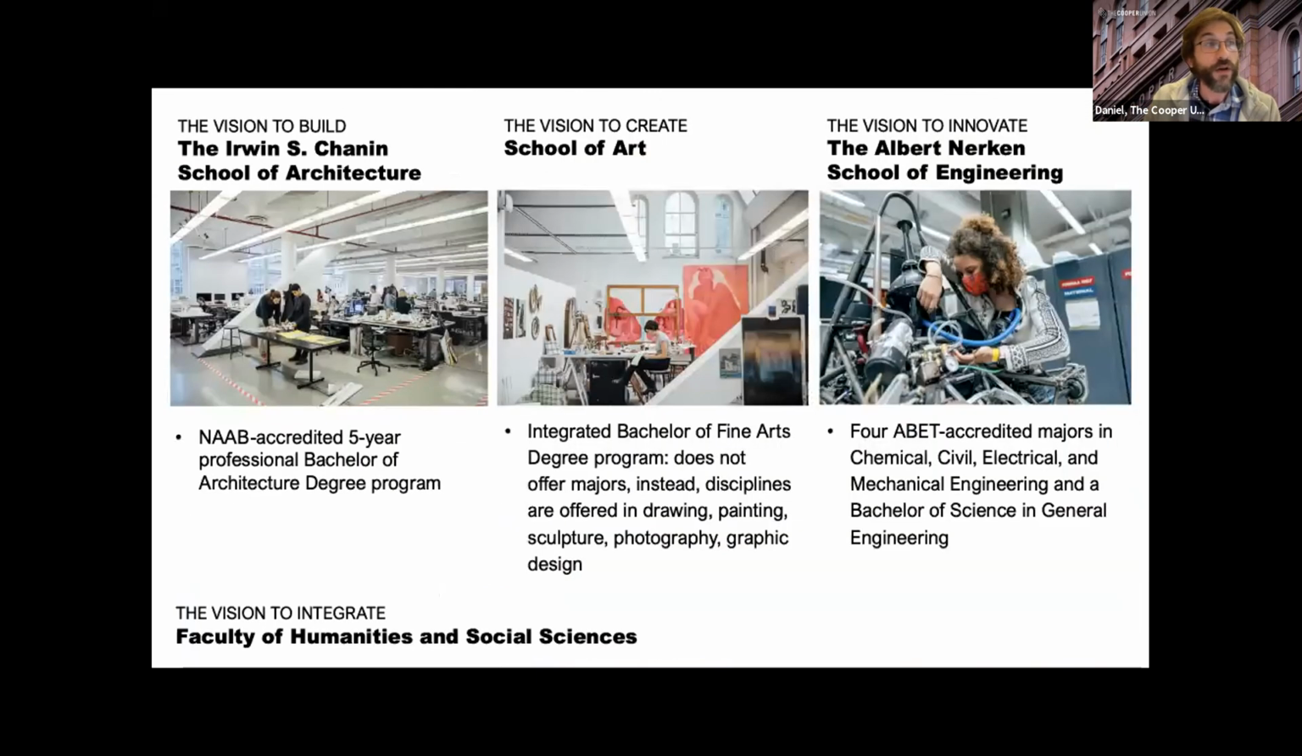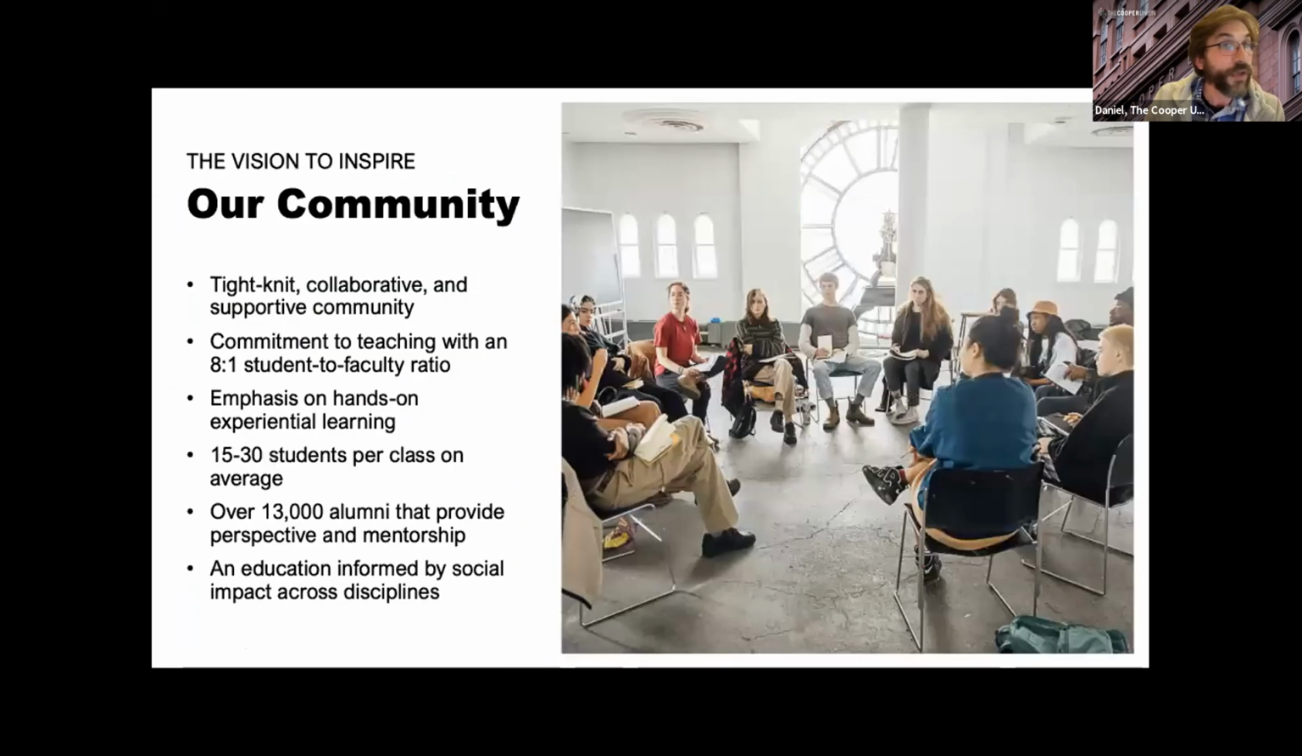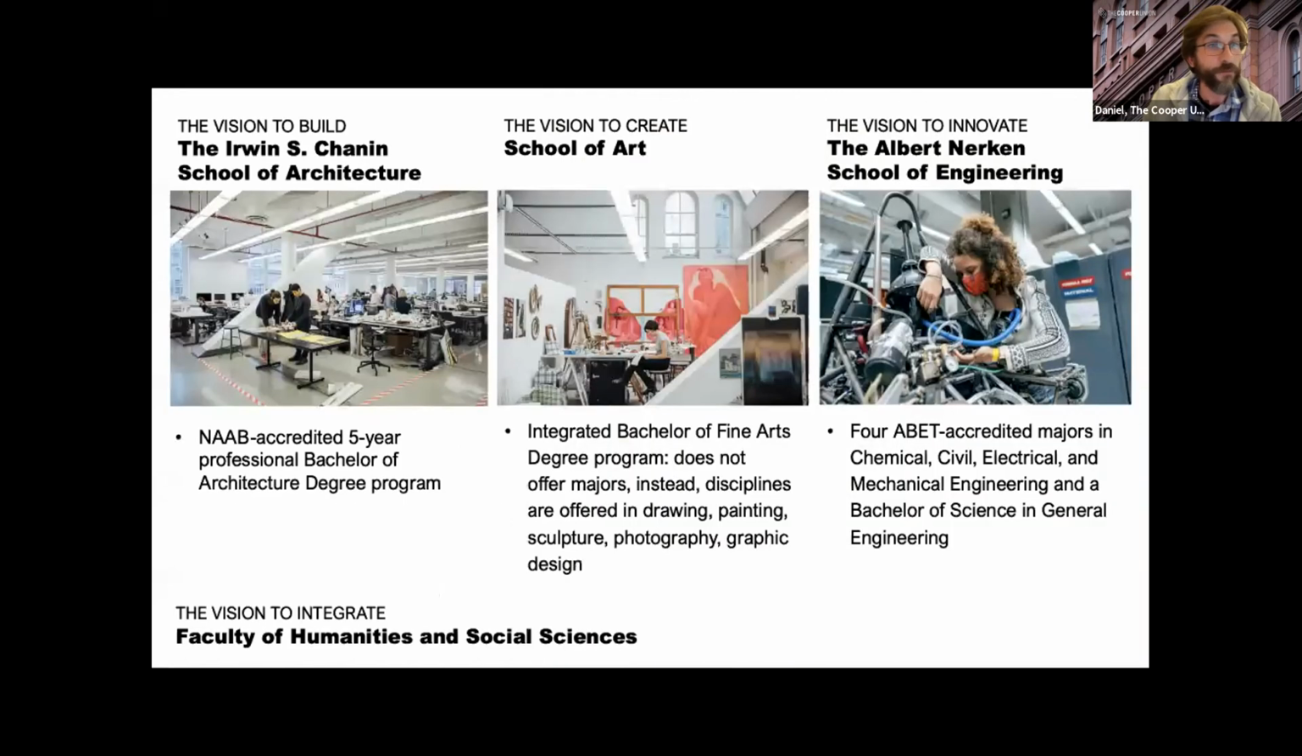Yes, we have under 1,000 undergraduate students, which means small class sizes and lots of personal interactions with professors. For example, we have an 8-to-1 student-to-faculty ratio. At the Cooper Union, we have 3 schools centered around design, creation, building, and innovation.